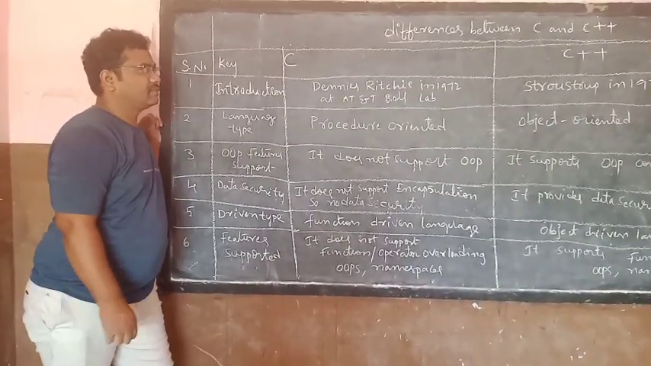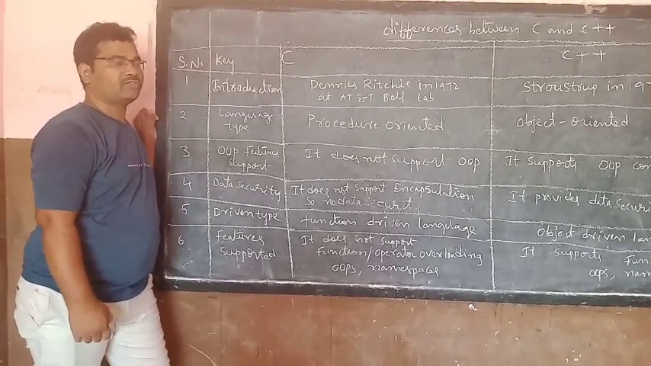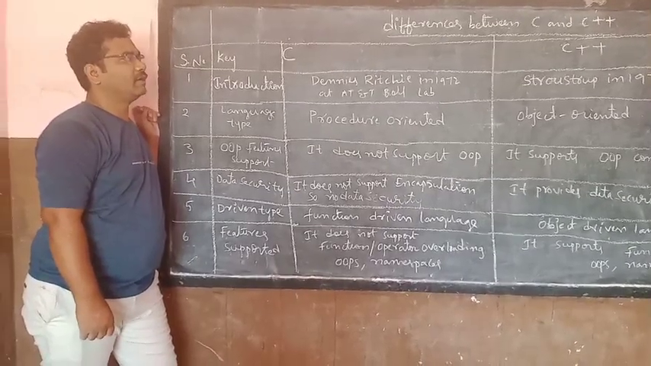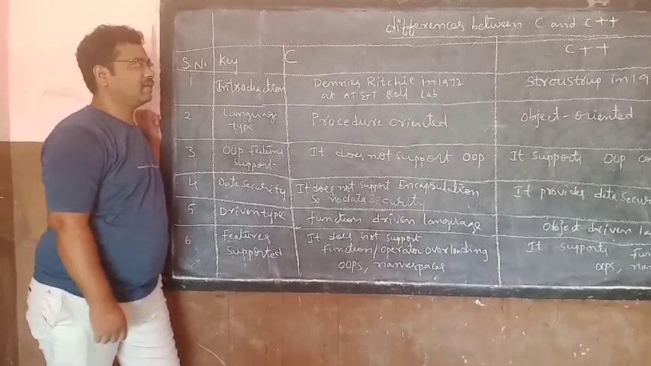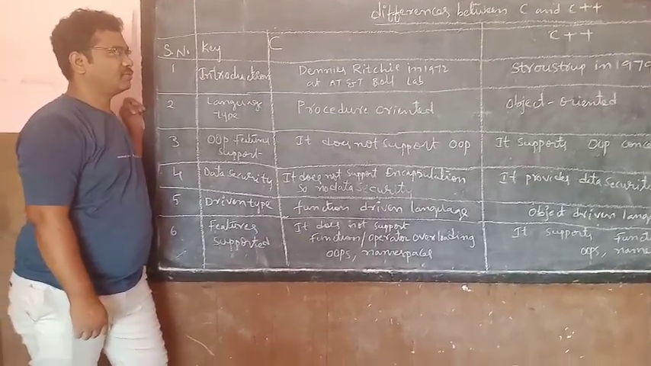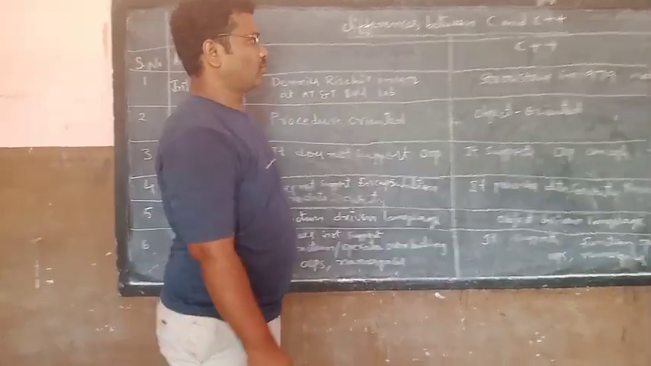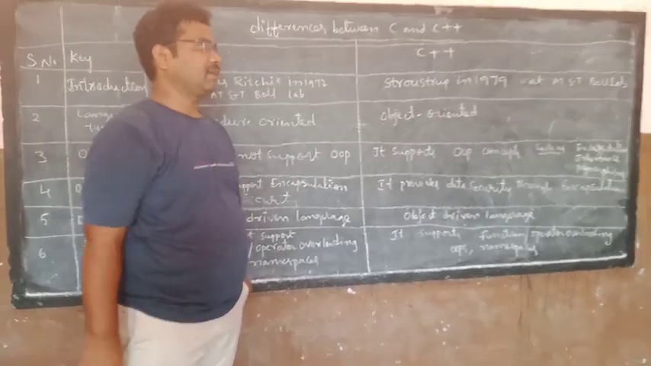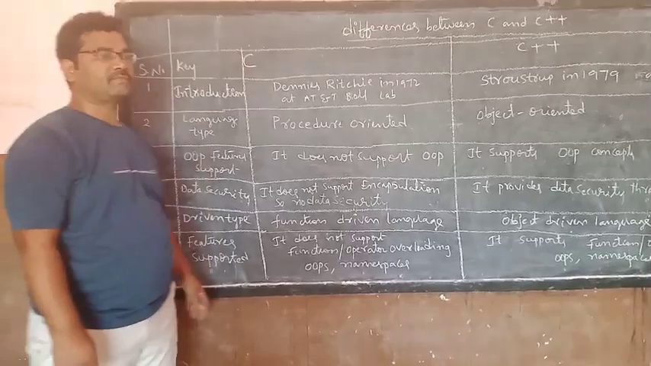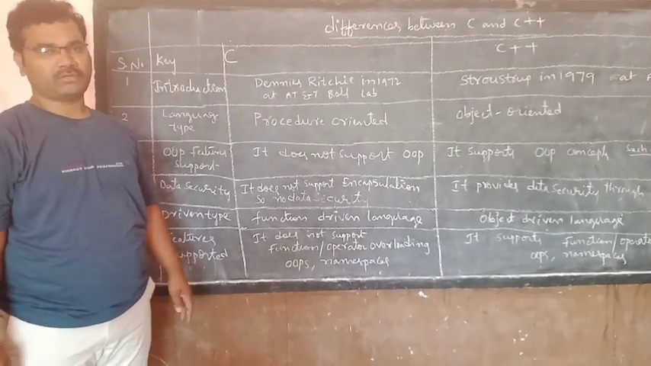In introduction, the C language was developed by Dennis Ritchie in 1972. Actually, it started in 1979, but it came into market in 1972. So it was developed by Dennis Ritchie in 1972 at Bell Laboratories of USA. C++ was developed by Stroustrup in 1979 at AT&T Bell Laboratories of USA. That is the first point, introduction. C was developed by Dennis Ritchie, C++ by Stroustrup.